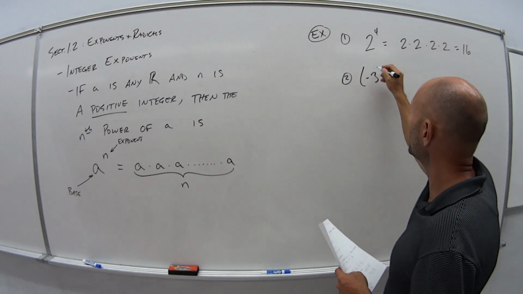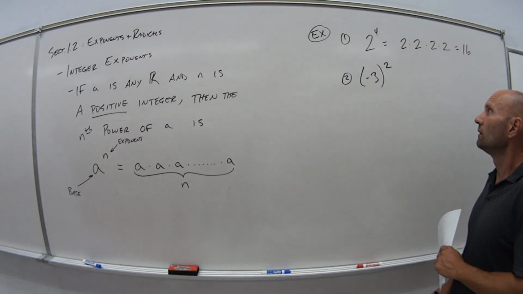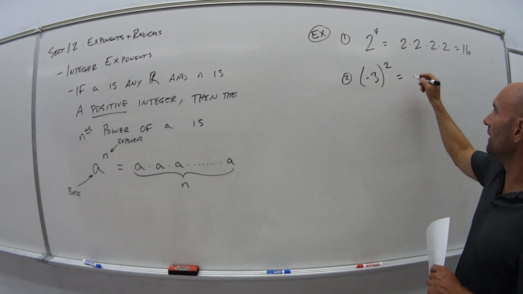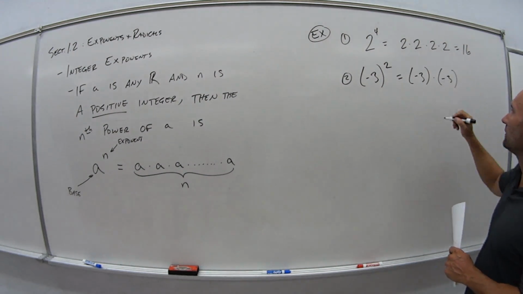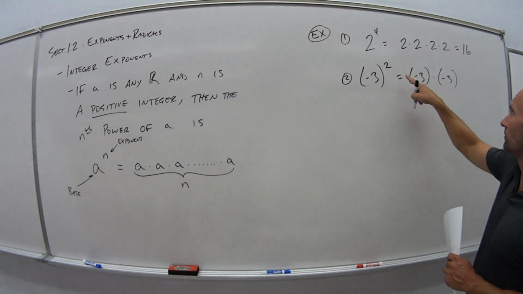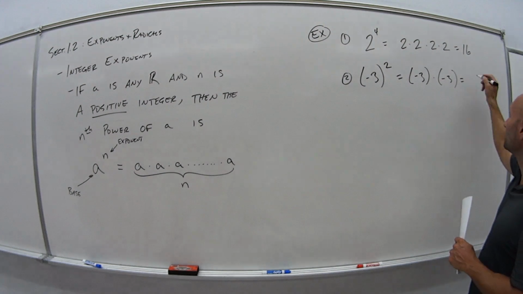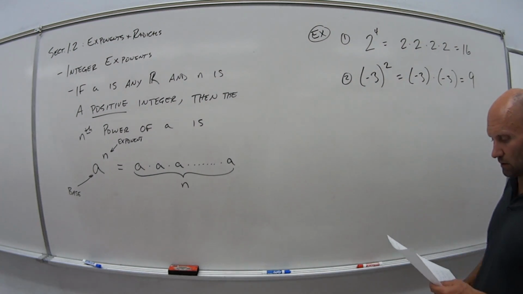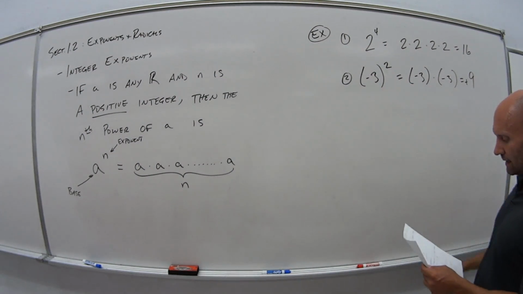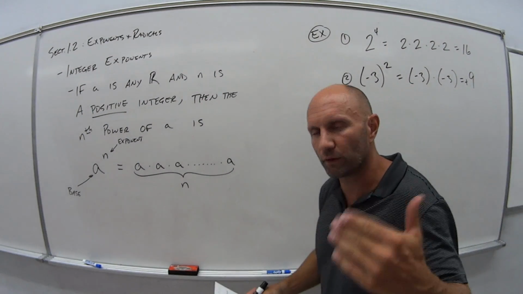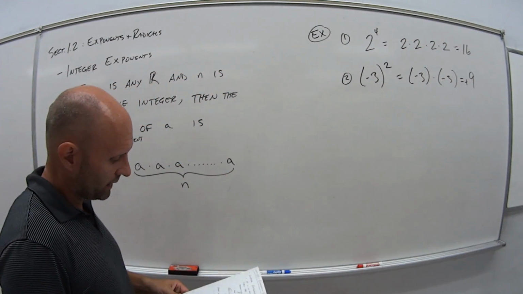What if I have negative 3 squared? That means negative 3 times negative 3. I need 2 of them because the exponent is 2. Negative 3 times negative 3 is positive 9. So negative 3 squared is positive 9. You don't have to put the positive sign there. I just wrote it there to emphasize that we get a positive value even though our base was negative.